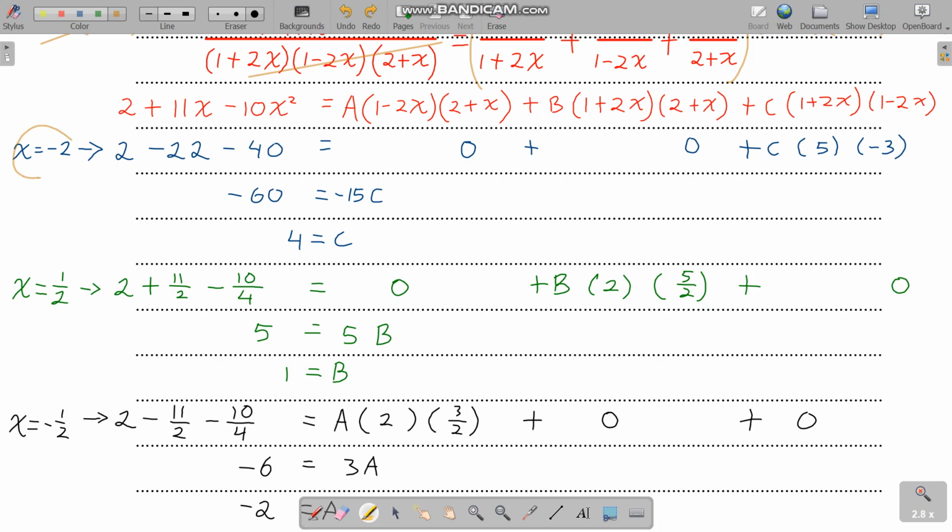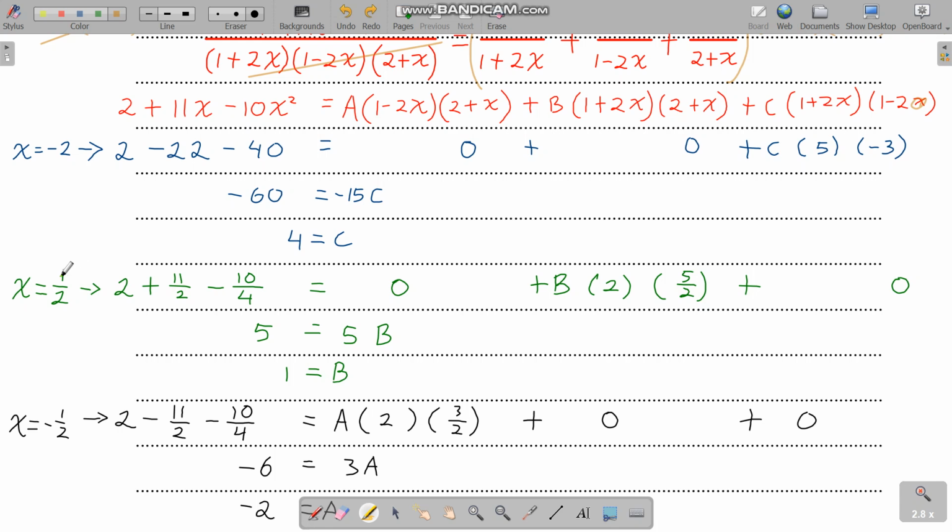So x equals minus 2 here is the 0 of 2 plus x. When we plug in minus 2, the x is minus 2, this is what we get. Plug in minus 2, this term goes to 0 because 2 plus x will be 0. And this is also 0 because we have x is minus 2, this will be 0. And we plug in minus 2 here, we're gonna get minus 4 plus 1, which is minus 3. And plug in minus 2, we get 5. Okay, so this is minus 15. And this is minus 60, which means the c is 4.